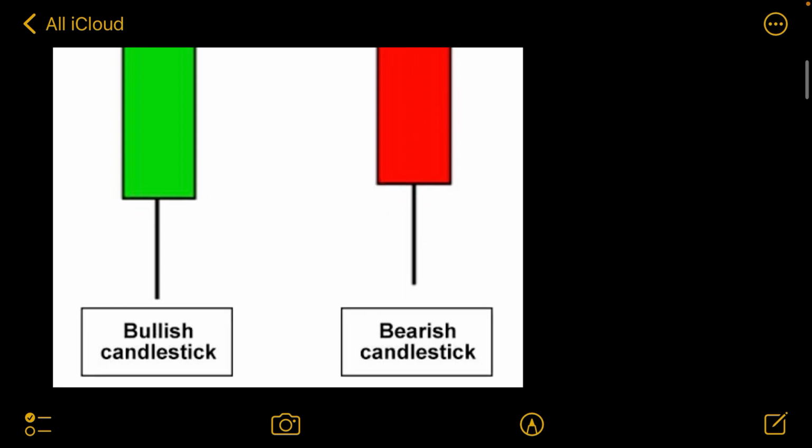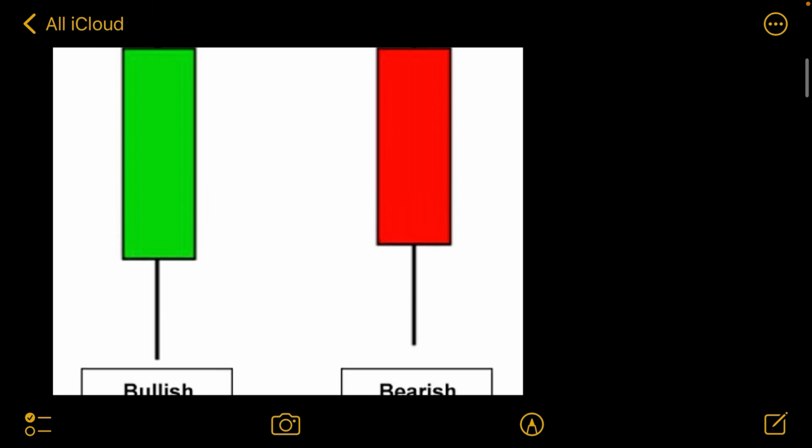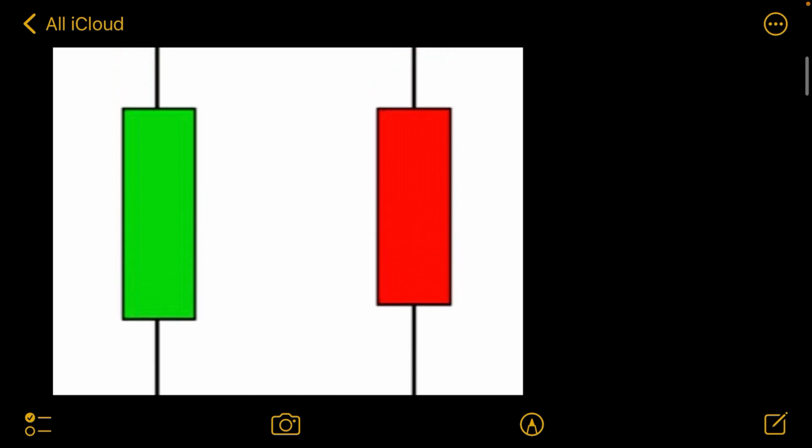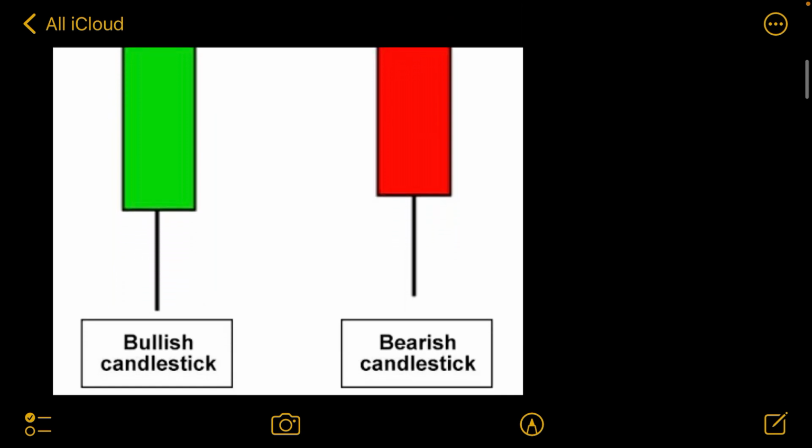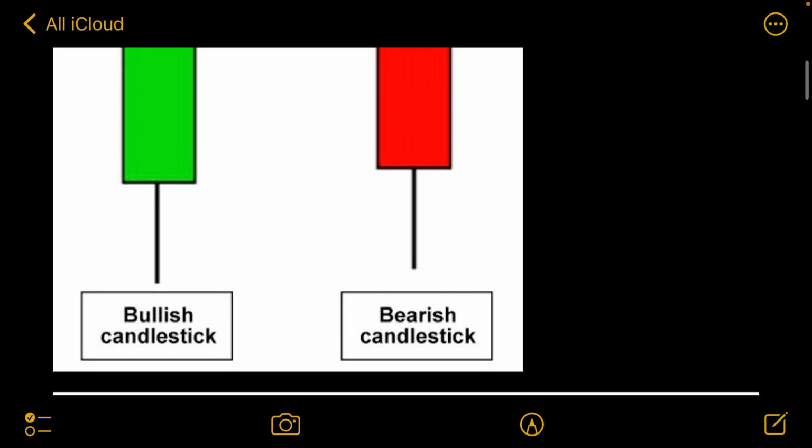We have a bullish candlestick and we have a bearish candlestick. Now let me go back up. The bullish candlestick is usually the green one and the bearish is usually the red. Now everybody has their own way of setting up their chart. Some use black, some use blue, some use yellow, some use white, some use green. So whatever you desire to do, you can use it. What actually matters is what each of these candlesticks represents. Now go back down again, the bullish and the bearish candlestick.